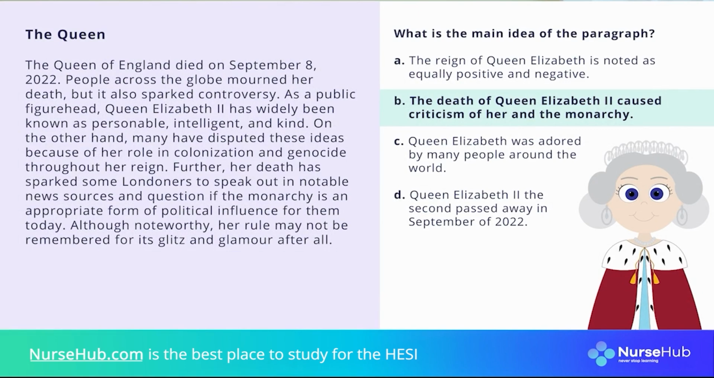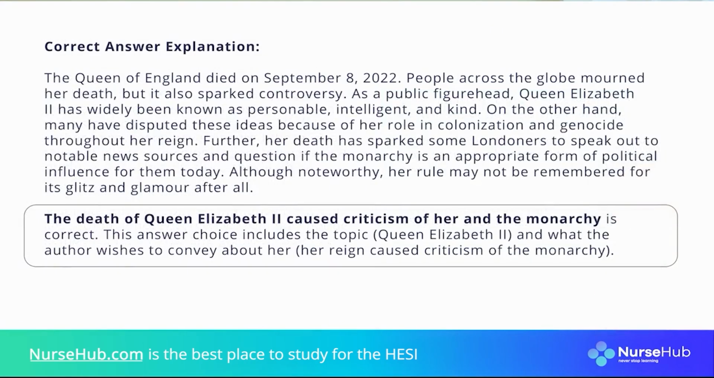Okay, so if you chose B, the death of Queen Elizabeth II caused criticism of her and the monarchy, you got this answer correct. Congratulations. Here is why this answer is correct. This answer choice includes the topic, which is Queen Elizabeth II, and what the author wishes to convey or tell us about this topic, that her reign caused criticism of the monarchy.